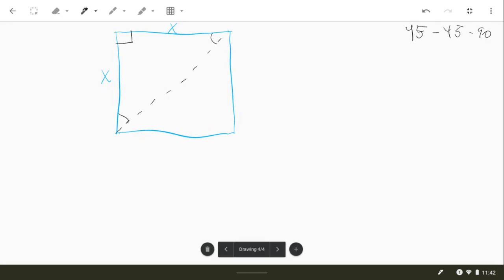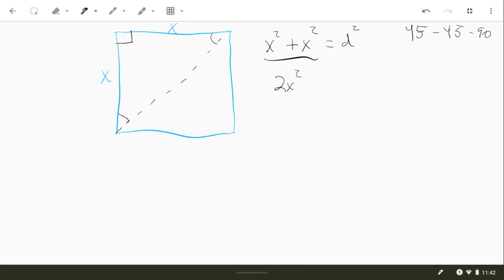So let's go ahead and figure out the length of this diagonal just using the Pythagorean theorem. So we're going to have x squared plus x squared is equal to the diagonal squared. These will just be 2x squared. All right, so we're solving for the diagonal, so I need to square root both sides. So we're going to get the square root of 2x squared is equal to d.